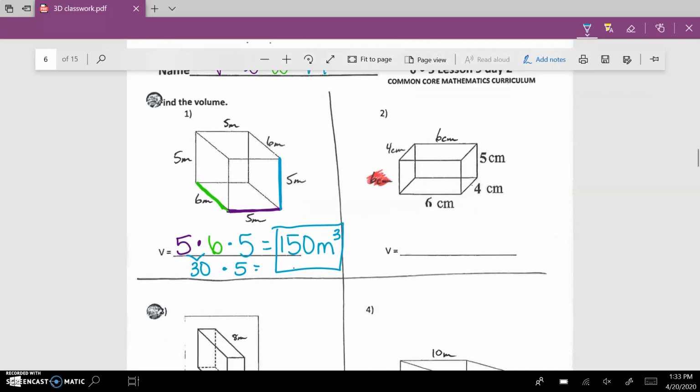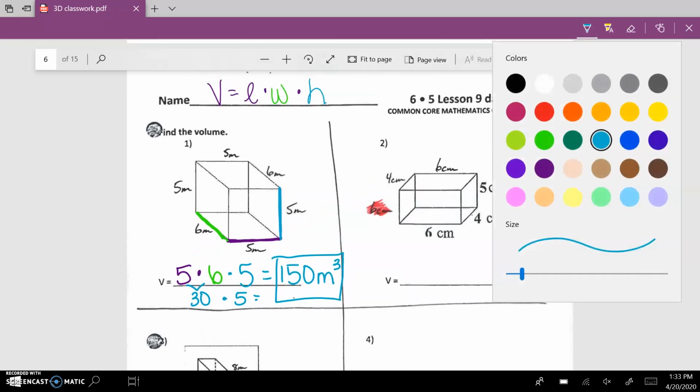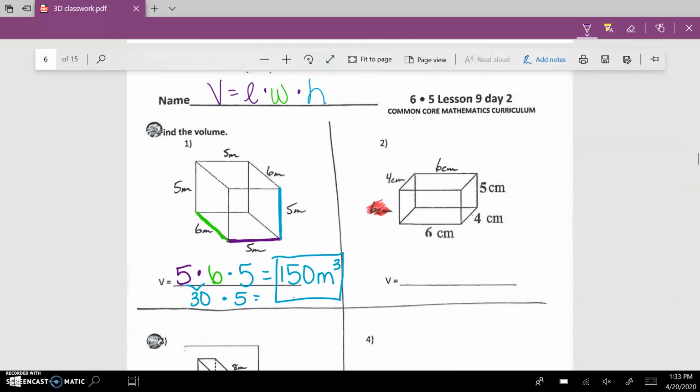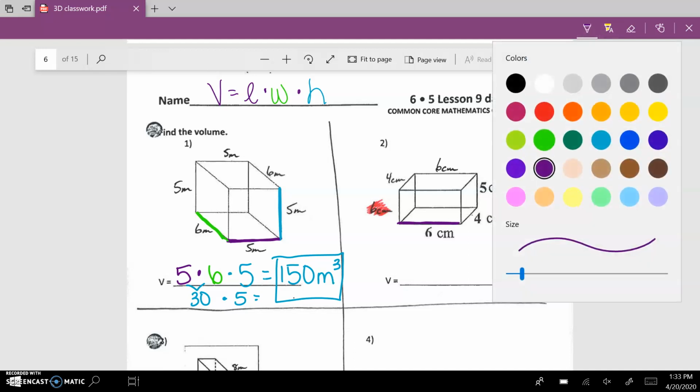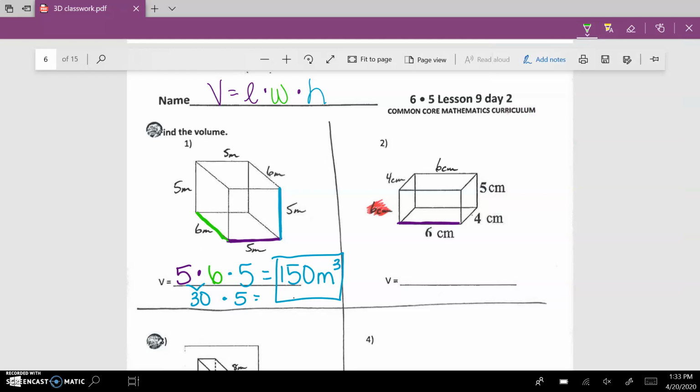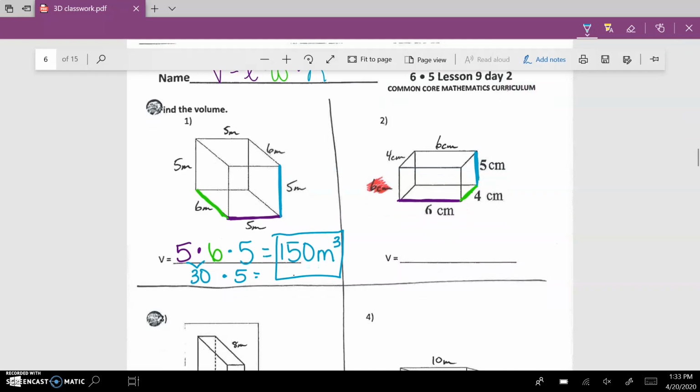Okay, so I'm just going to go through now and continue color coding for you, and hopefully you're doing this on your paper too. So my length would be what's going across the bottom here. That would be 6. My width, how thick it is, would be 4. Remember, width is kind of like a diagonal almost in 3D. And then my height, how tall something is, this would be my height here, and that would be 5.